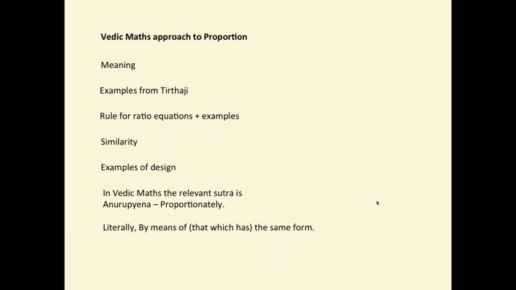Now, in Vedic Maths, the relevant sutra or subsutra is Anurupyena, which means proportionately. And if you look at the Sanskrit, it literally means by means of that which has the same form. So rupa is the word for form, and anu is same, and the ending ena means by means of. So by means of the same form.